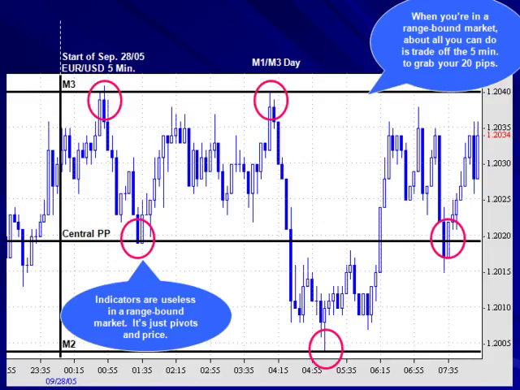Now, how did I know that the expected high for the euro on this day was M4? Well, let's have a look at these pivot levels over here. The close at midnight past was 15277.